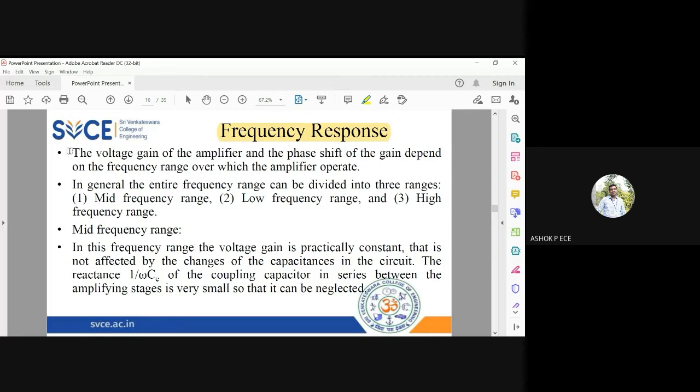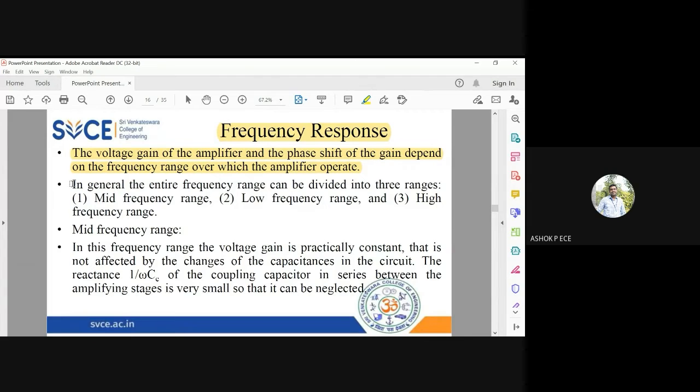Okay. So the voltage gain of the amplifier and the phase shift depend on the frequency range in which the amplifier can operate. So I'm going to change the frequency and I'm going to measure the voltage gain and phase shift. The voltage gain graph is called the frequency response graph. X-axis will be frequency, y-axis will be gain. Okay, same way for phase shift. X-axis will be frequency, y-axis will be phase shift in degrees. So the frequency response graph will clearly specify the characteristics of an amplifier.